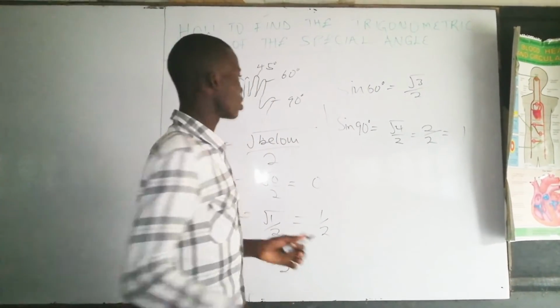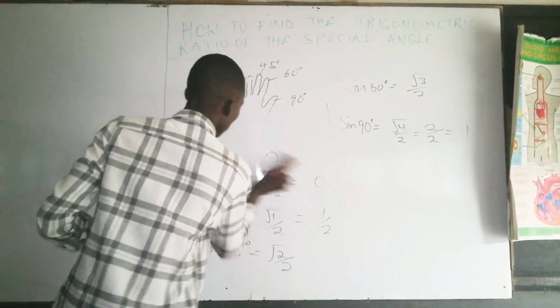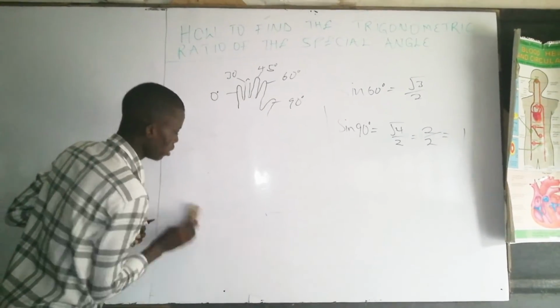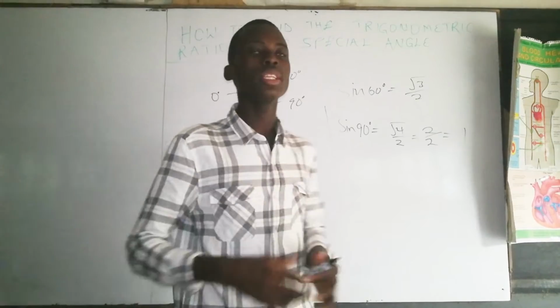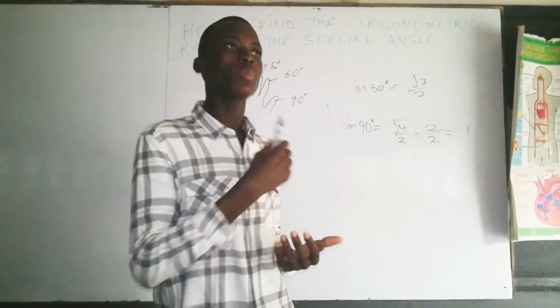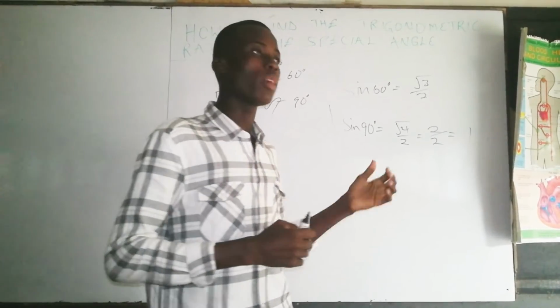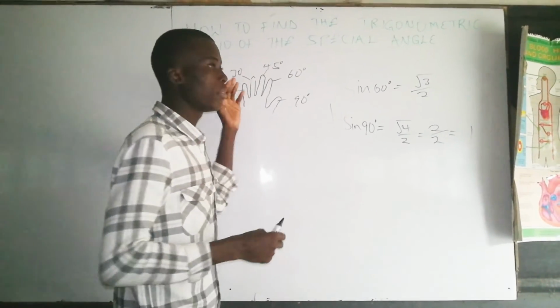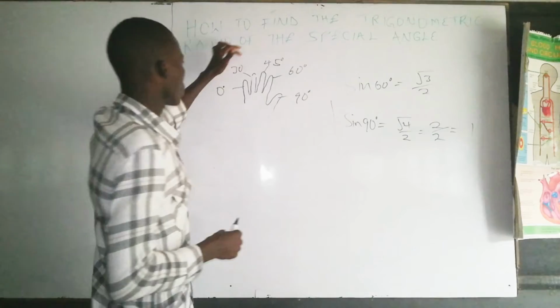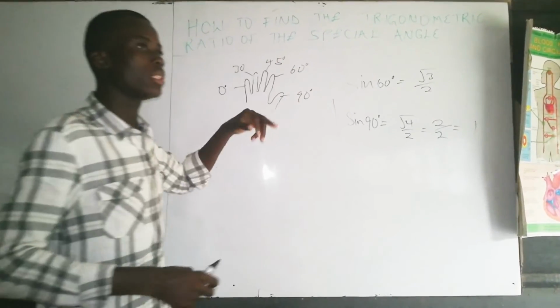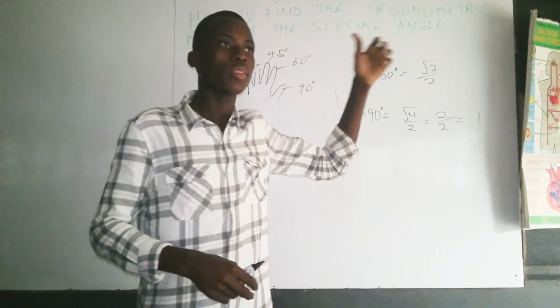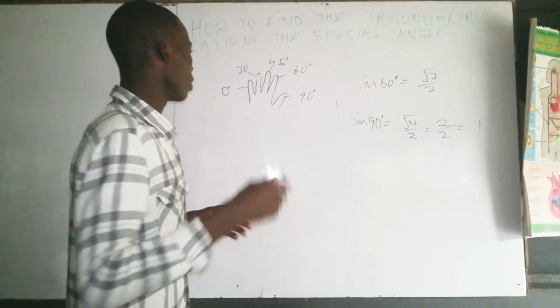Now let's go to cos. The cosine of the special angles here is the root of above over 2. Root of above means that if you pick the angle you want from these various angles, then the number of fingers above, under the root and divided by 2, gives you the cosine of that angle.